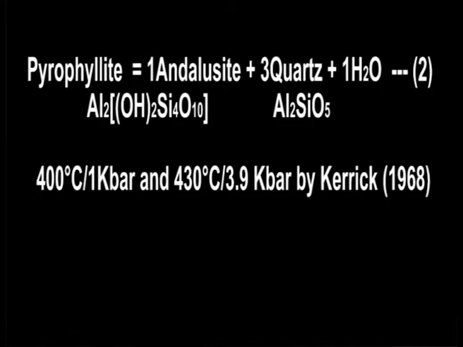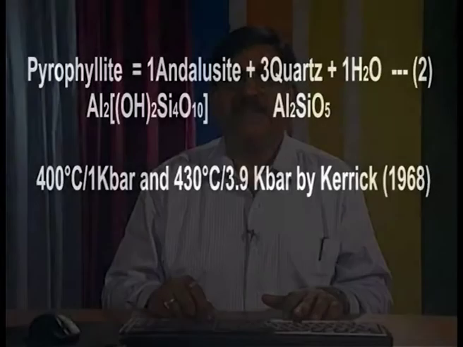A certain rise in temperature has no effect on the stability of pyrophyllite, but shortly before the beginning of the Hornblende Hornfels facies, the following reaction takes place: pyrophyllite gives rise to andalusite plus quartz plus water, at 400 degrees centigrade 1 kilobar and 430 degrees centigrade 3.9 kilobar by Carrick in 1968.